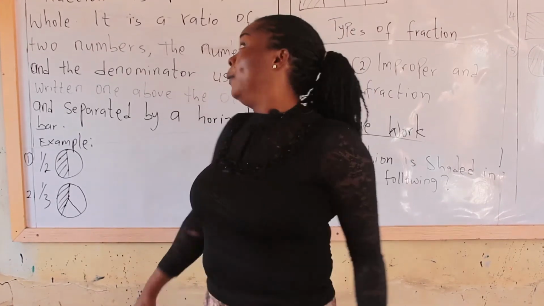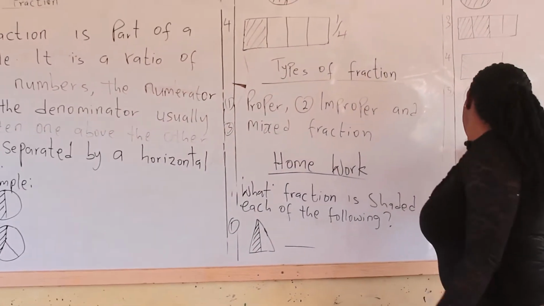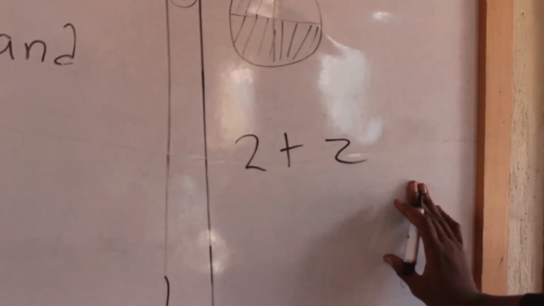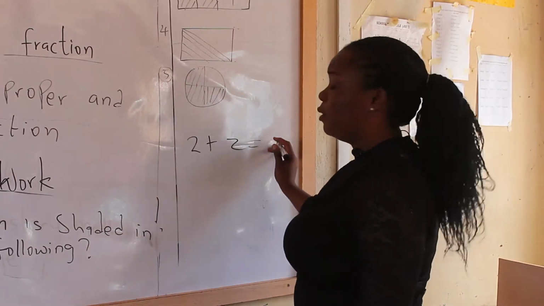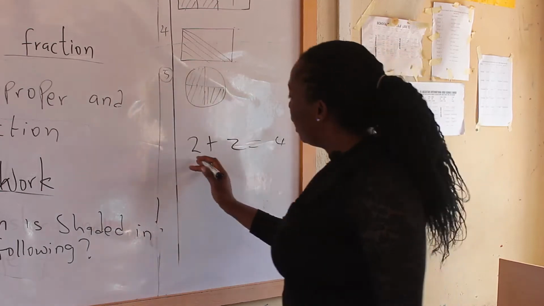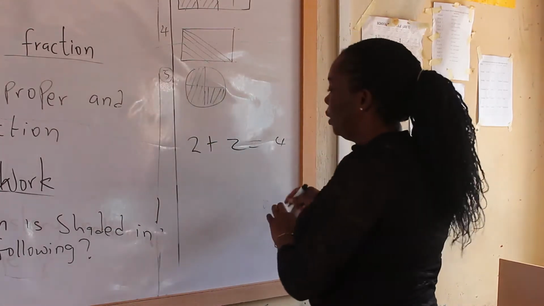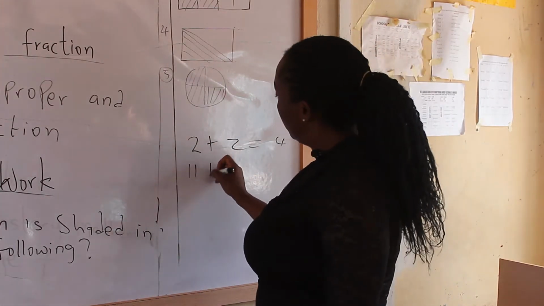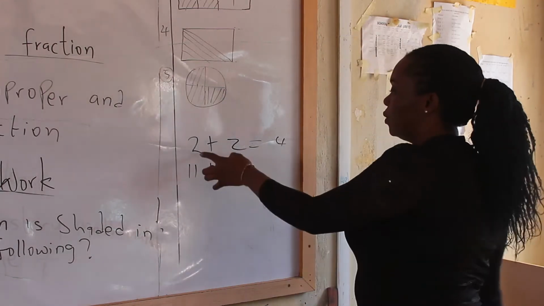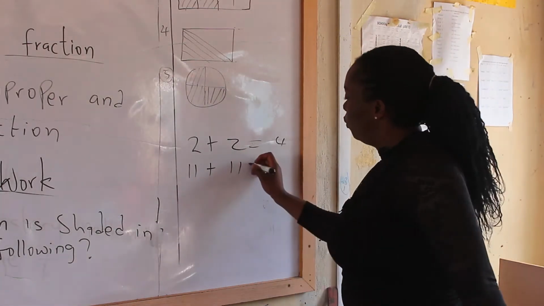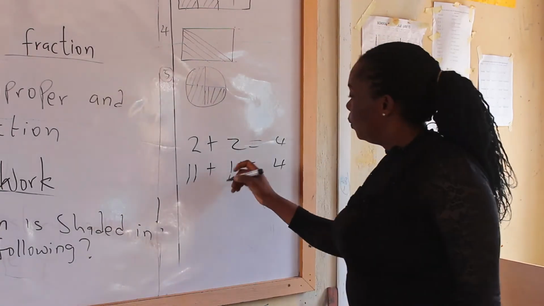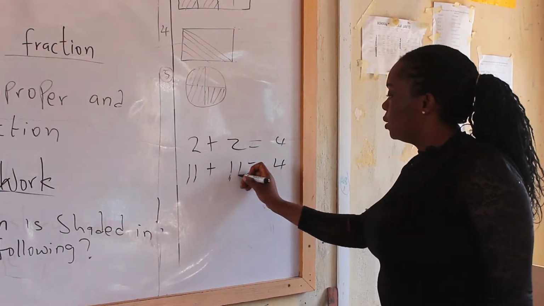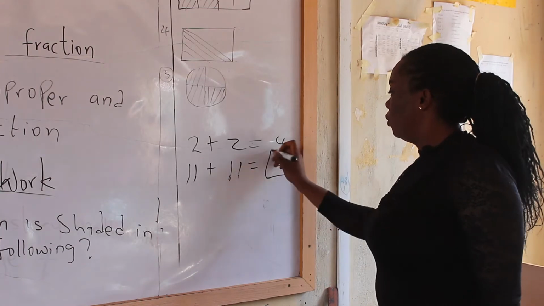Example, you have 2 plus 2. How do you know that 2 plus 2 is 4? It is by counting out two numbers, counting the other one separately. 1, 2 plus 1, 2. That is how to get 2 plus 2, and it will give you 4.